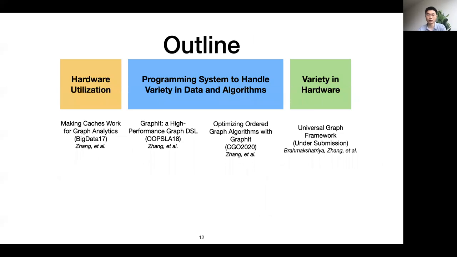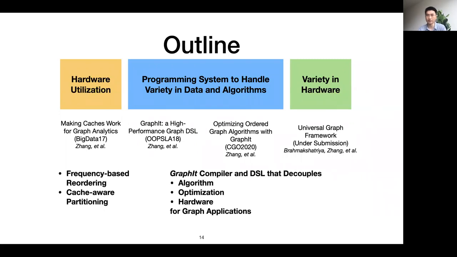So most of my work is motivated by this low hardware utilization rate for sparse graph computing and the need for a programming system that can handle this variety in data, algorithms, and hardware. In the first part of the talk, I'll talk about two performance optimization techniques, frequency-based reordering and cache-aware segmenting, that were developed to improve hardware utilization rate. And in the second and third parts of the talk, I'll talk about our work on the GraphIt compiler and domain-specific language that decouples algorithm, optimization, and hardware for graph applications to achieve consistent high performance.